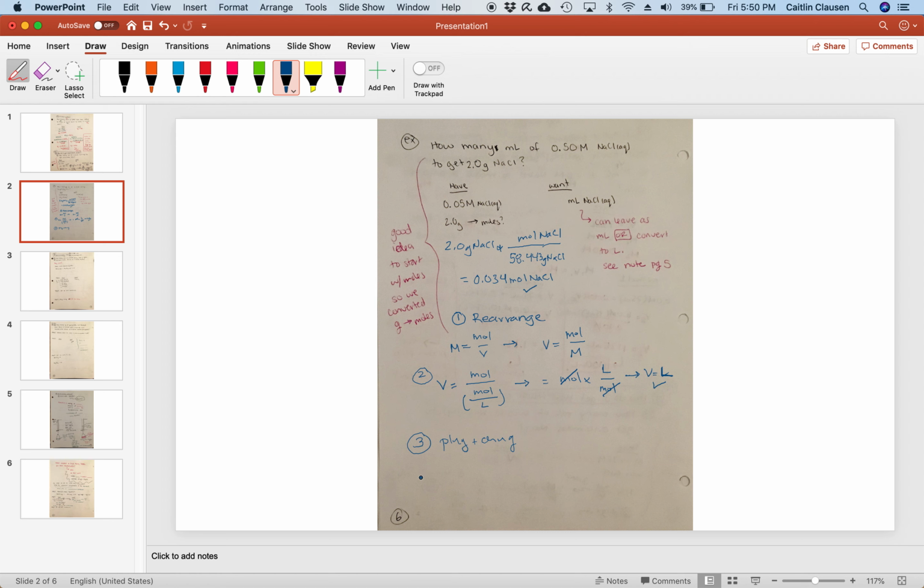So the last step, we're just going to put in the numbers for our units. So we have the moles that we calculated for NaCl from the grams. And I'm going to divide that by the given molarity, which is 0.05 moles per liter. And putting this into a calculator, I should only come out with one significant figure, 0.7 liters of the solution.